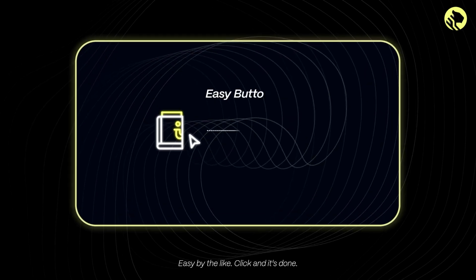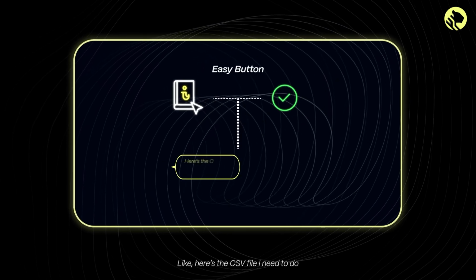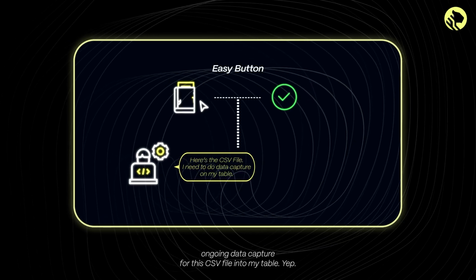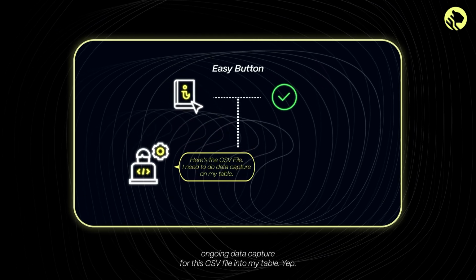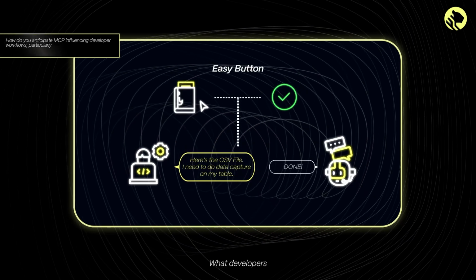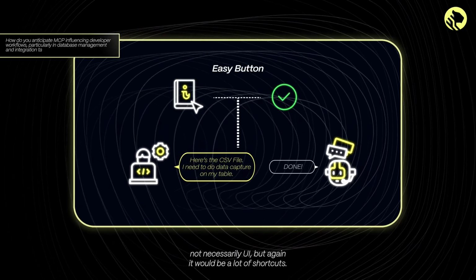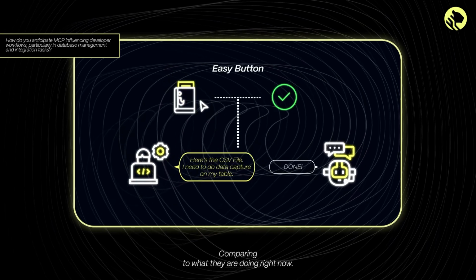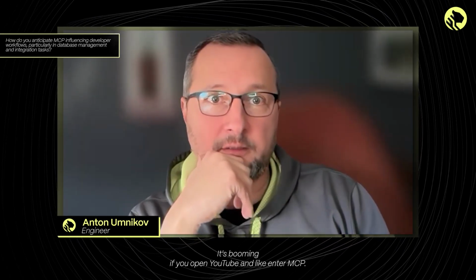I would envision there would be a lot of easy buttons. Easy button, like click and it's done. Yeah, like here's the CSV file, I need to do ongoing data capture for the CSV file into my table. Yep, drag and drop, click, done. For developers, not necessarily UI, but again, it would be a lot of shortcuts compared to what they're doing right now.